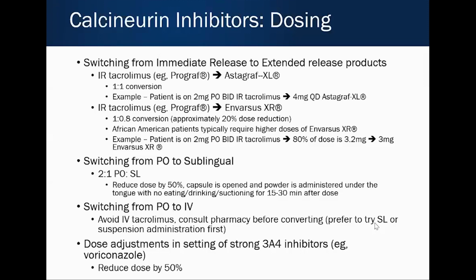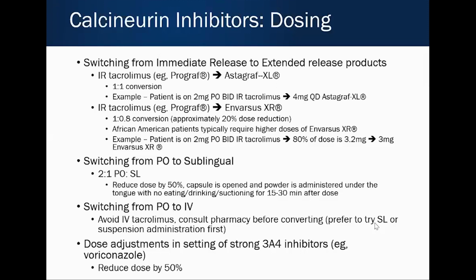Dose adjustments in the setting of a strong 3A4 inhibitor, so especially voriconazole, which those of you who have covered our transplant patients know many are on. Our general approach is to reduce the dose by 50% when voriconazole is initiated. So then also the flip is true. If we were to all of a sudden stop voriconazole, in general, we usually then would double the dose.